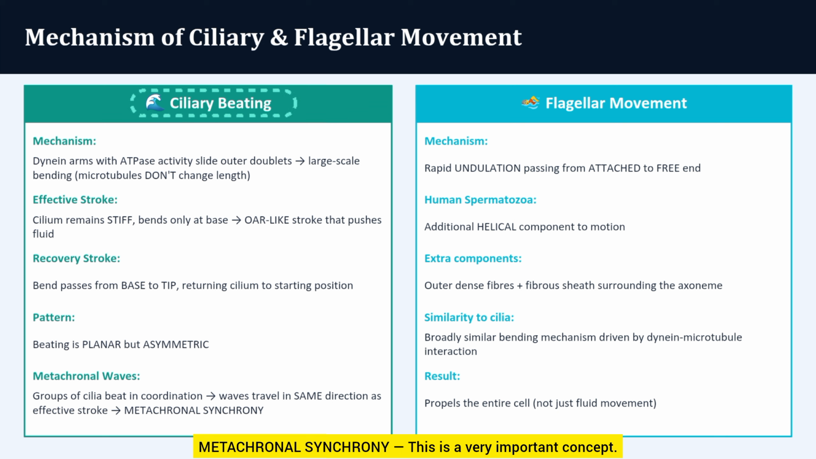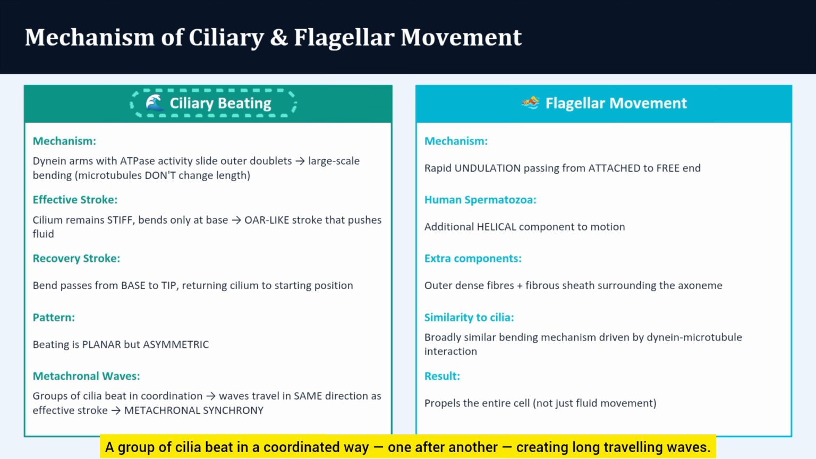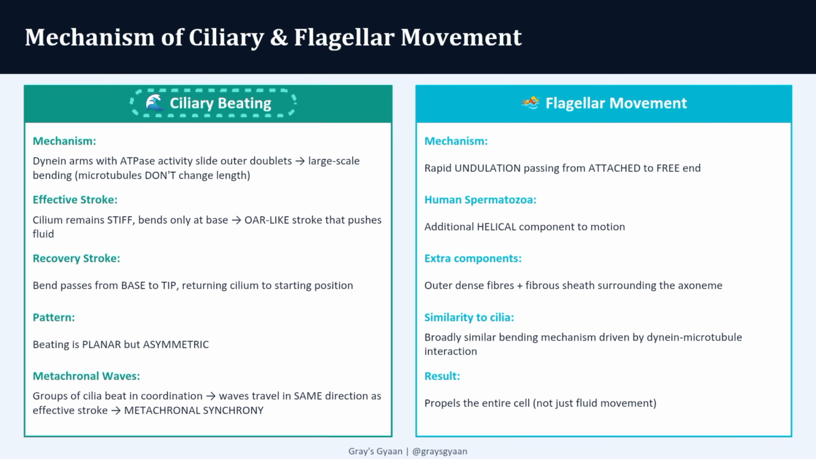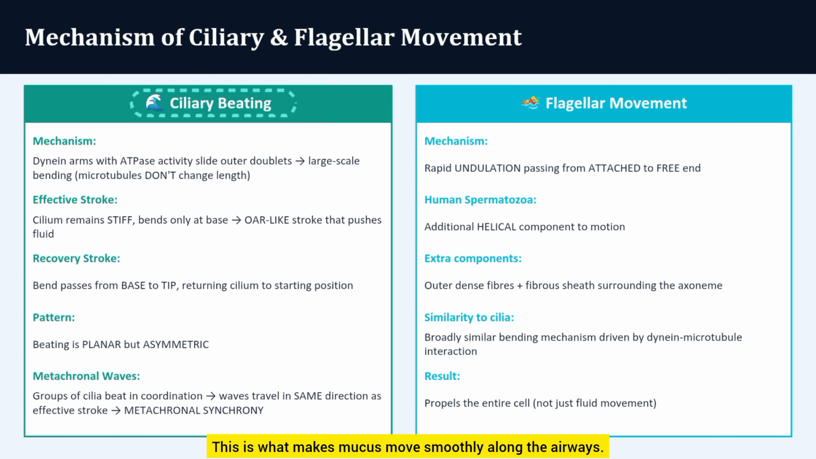Metachronal synchrony. This is a very important concept. A group of cilia beat in a coordinated way, one after another, creating long traveling waves. These waves travel across the tissue's surface in the same direction as the effective stroke. This is what makes mucus move smoothly along the airways.